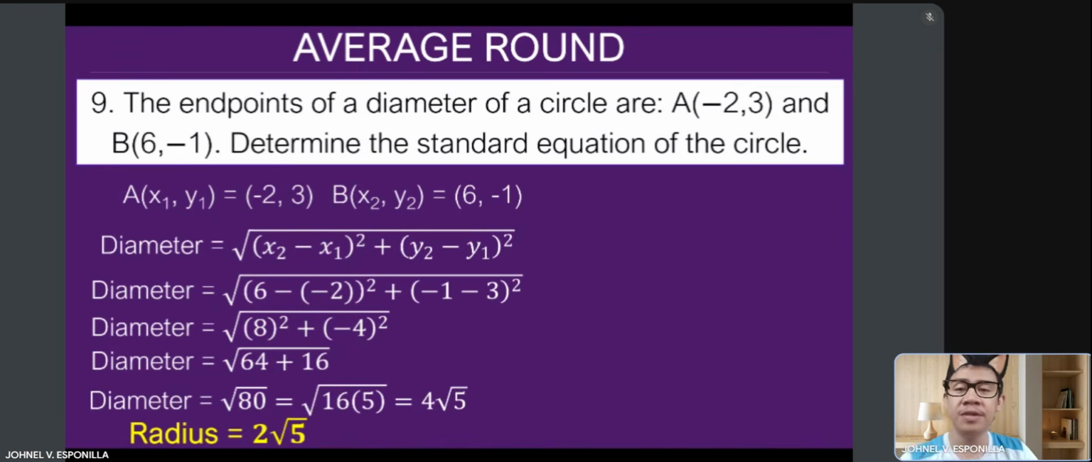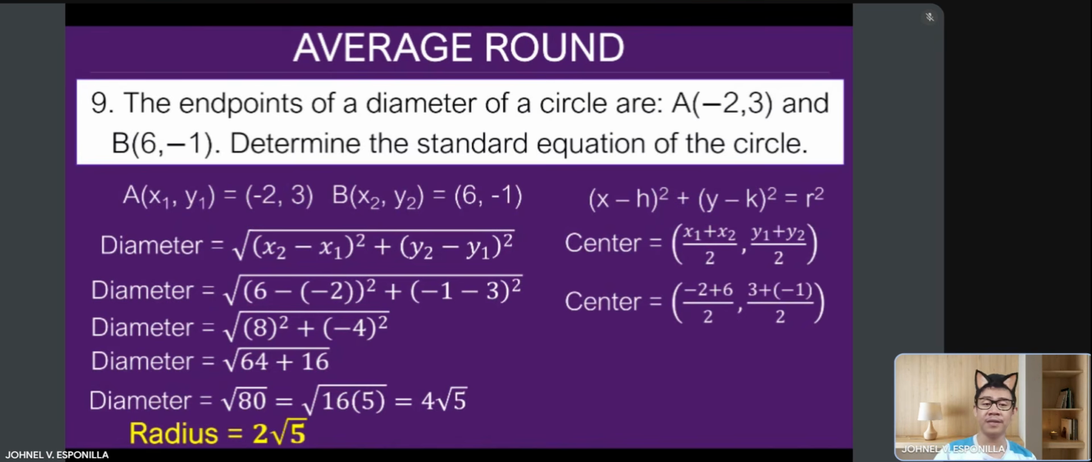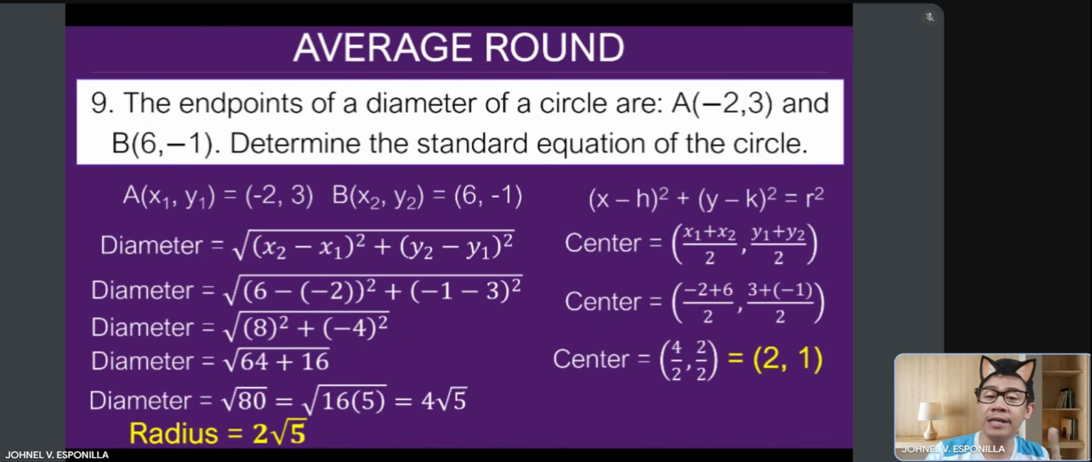center. So, gamit ulit yung diameter's endpoints, kukunin natin yung pinakagitna. That is the center. Using the midpoint formula naman. Okay? Ito po yung midpoint formula. Substitution ulit using the given. Then plus po natin. Then divide to get 2, 1. 2, 1 is the center of the circle.